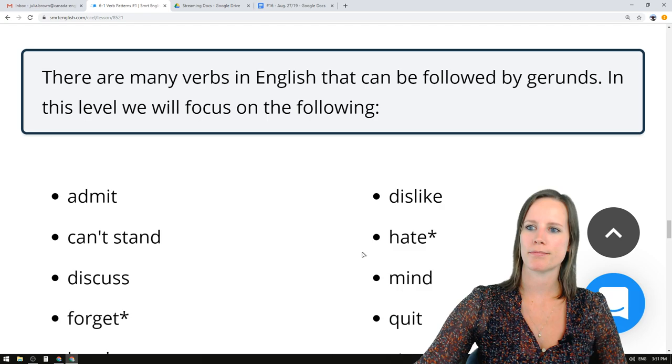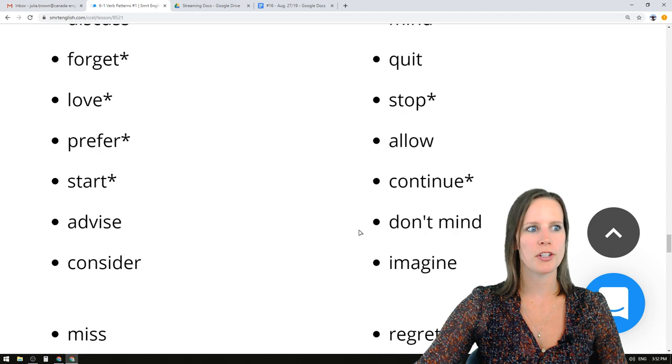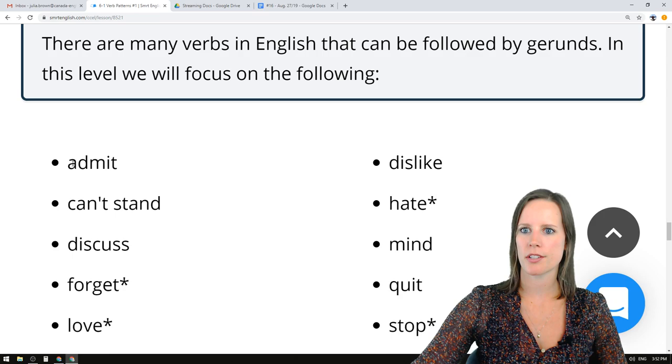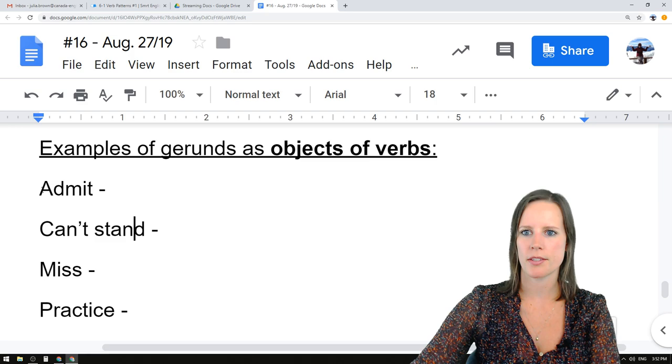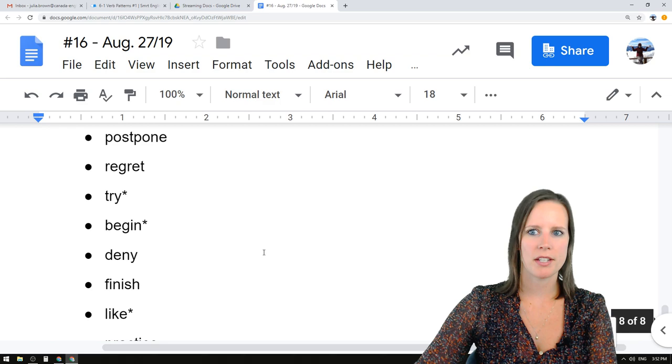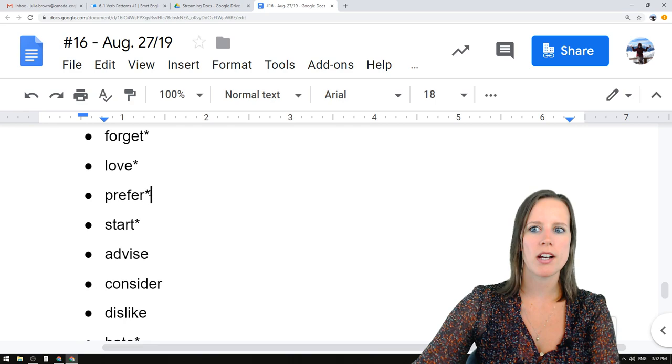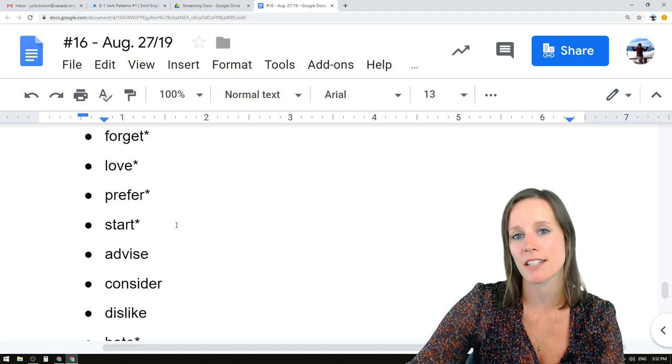Look at all of these verbs in Smrt, this big long list. You know what, I'm going to copy this and put it on your document, because I'm going to share this document with you guys. That way you can have the full list that's on Smrt in the document, okay? If you see a star, that simply means that this verb can also be followed by the infinitive, which is what we're going to talk about next week, okay?